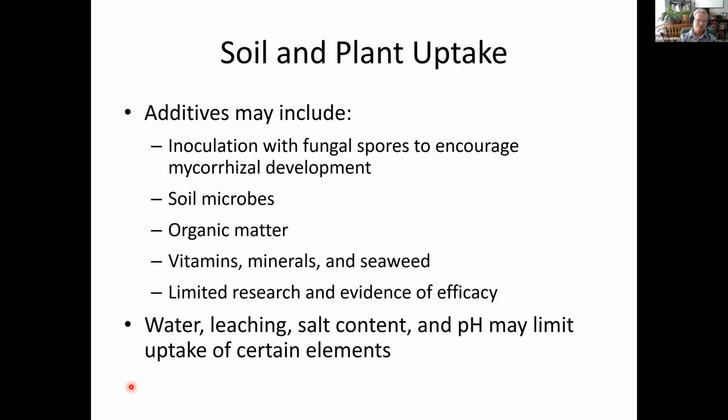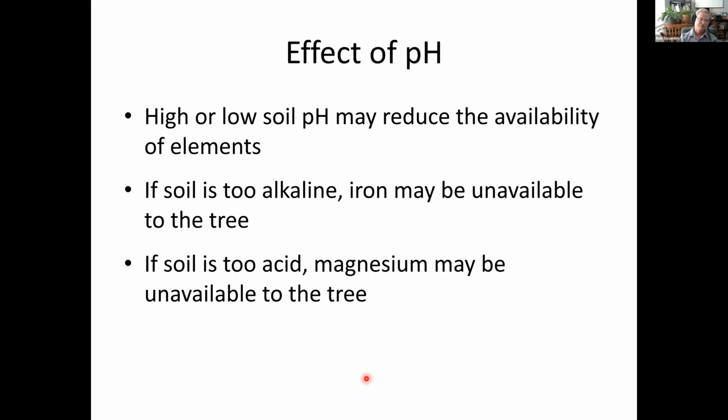What's my prescription? When you're doing fertilization, you should do it with intent, not just a blanket application. Water, leaching, salt content, and pH may limit the uptake of certain elements. So that's just going to get us into a prelude here of the effect of pH, which I talked about a little earlier. Very high or low soil pH may reduce the availability of elements. If the soil is too alkaline, iron may become unavailable. If the soil is too acidic, magnesium may become unavailable to the tree.